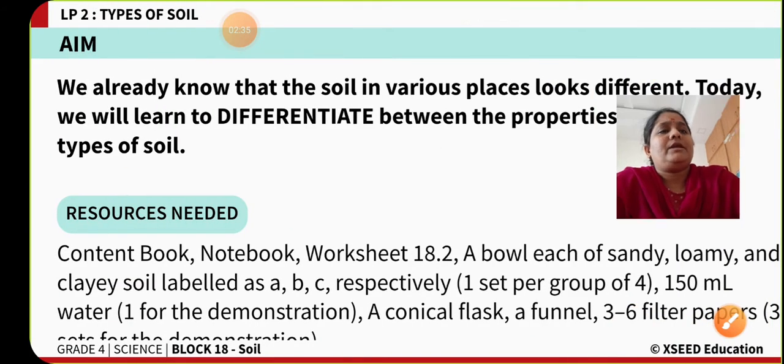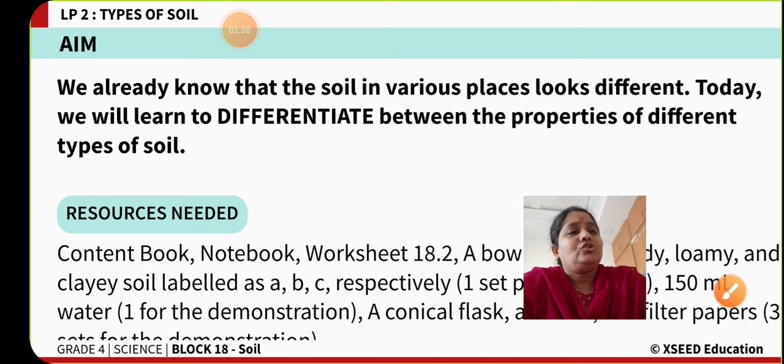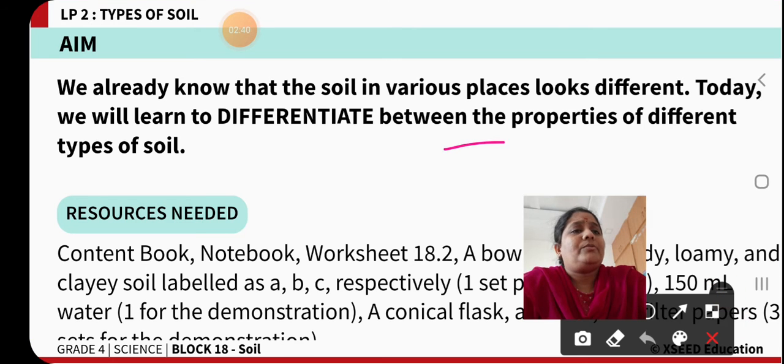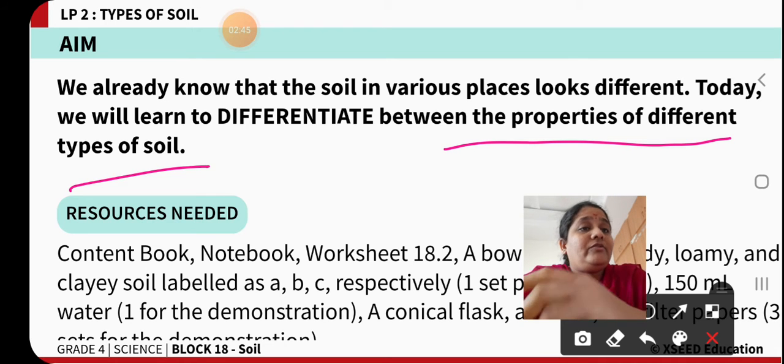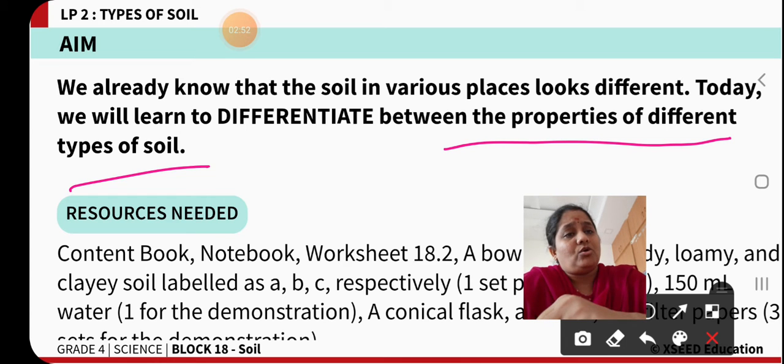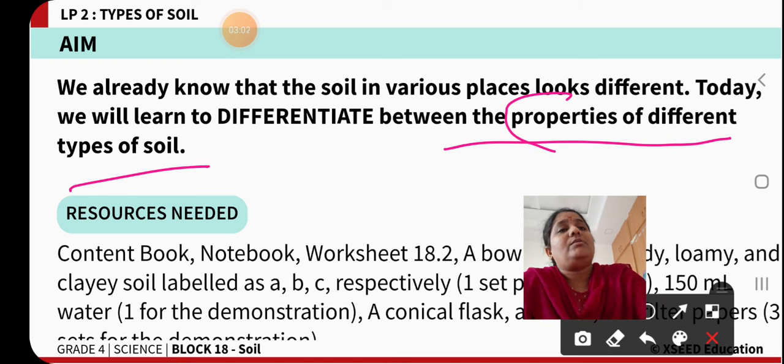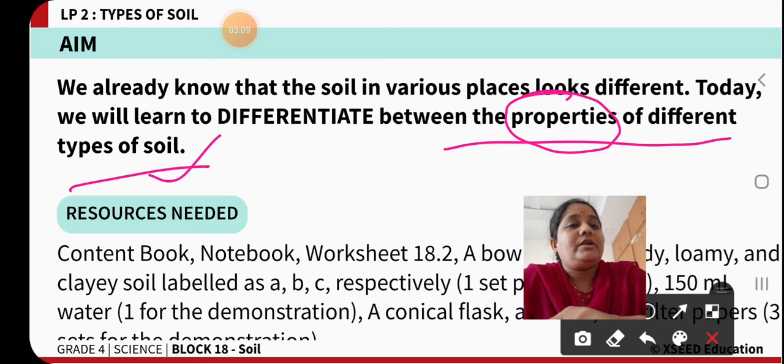The main aim of our today's class is to understand the different properties of different types of soils. Understanding different properties means: what is the color of that soil, what is the texture of the soil, are the soil particles smaller or bigger in size, how much water it can hold, and what is the humus, the organic content, in that soil. All these are called the properties. So in our today's class, we are going to learn about different properties of different types of soils.